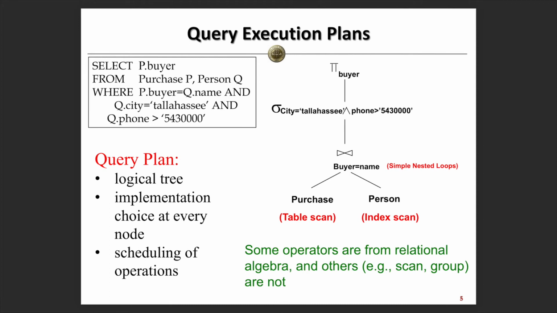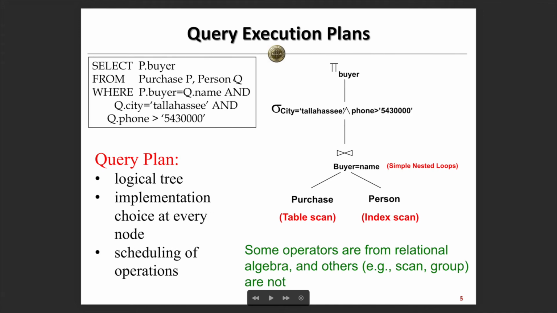What does this mean? In this page, we show you an example to illustrate what a query execution plan is for some input queries. Let's assume we have one query input. It is: select p.buyer from purchase p. In other words, we provide a new name for the purchase table, this relation. We name it p.